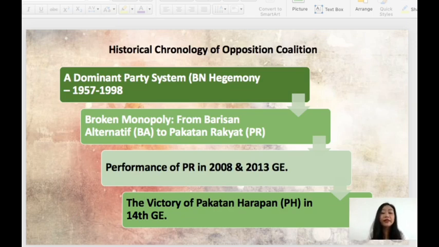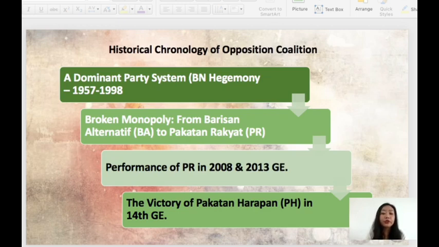Okay. Pakatan Rakyat was the first coalition of opposition parties in Malaysia that managed to deny Barisan Nasional of the two-thirds majority in the 2008 general elections and won the popular vote in the 2013 general elections. Coalition building is, therefore, an important strategy used by the political parties to unite and attract support from the different communities in the country. Okay class, let's take a look at the first period, a dominant party system by BN or Barisan Nasional from 1957 to 1998.